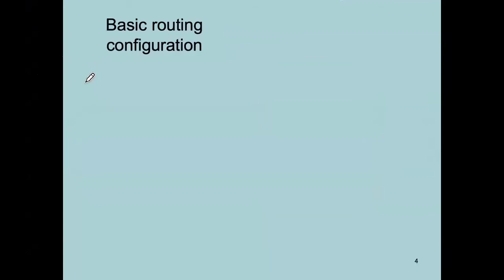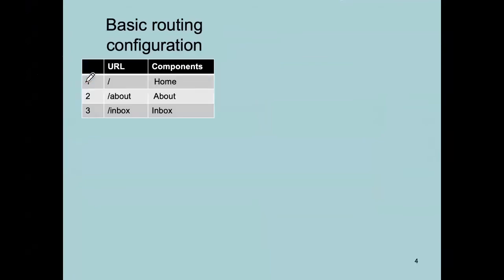So what we need to do is write some routing configuration. Let's suppose this is our objective here. I want my app to have 3 pages or 3 views. I want these to be the URLs associated with the 3 views. And I want these to be the top level components associated with each view or each page.